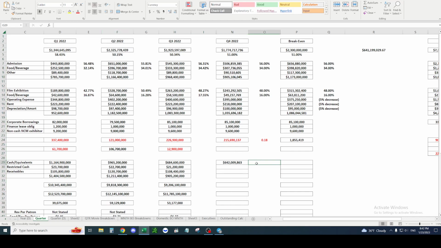So that all factors into you needing more money in your war chest. Best case scenario, you have around 400 mil going into Q2. In Q2, you basically break even. In Q3, if you're not able to do as well, you might burn another couple $100 million. So that means dilution needs to occur.